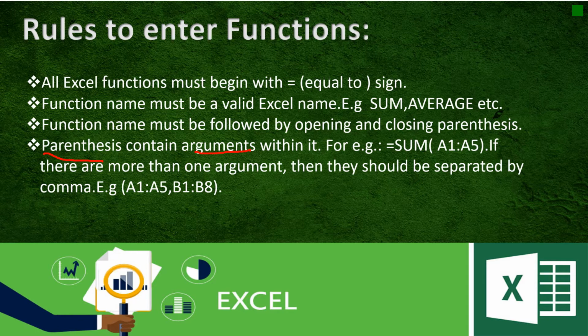Look here, the example of the function. It begins with the equal to sign, then our function name. After that, I have passed the arguments like bracket A1 colon A5, means it is a range A1 to A5. We can pass more than one argument to these functions also, like this way: A1 to A5, then comma, B1 to B8. So these are the basic rules. With the help of these rules, we can enter the functions.